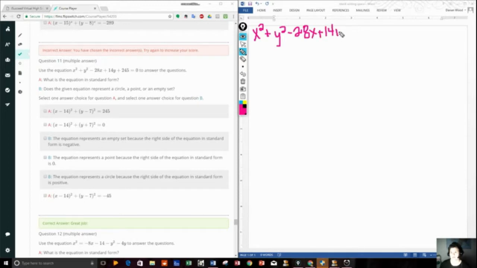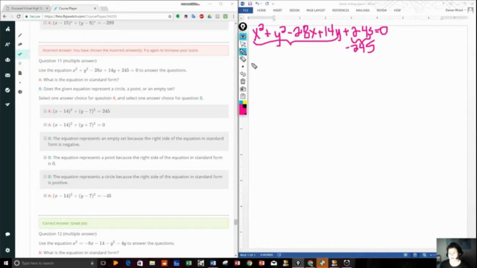So the first thing that we want to do is have all of our x squared, y squareds, x's, and y's on our left side, and all of our constants on the right side. So the only constant we have is 245. So I want to move that to the right hand side because all of this is where it needs to be on the left hand side. So we're going to subtract 245.